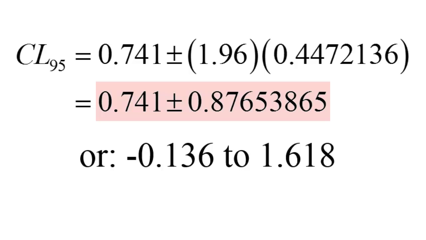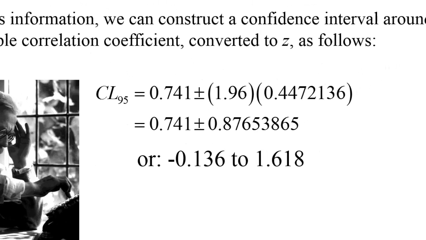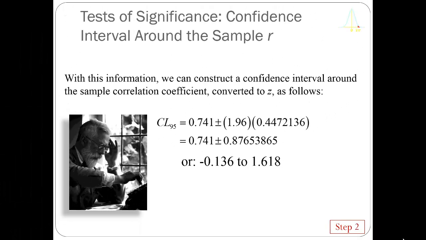So our confidence interval in Z then extends from minus 0.136 to 1.618. So there's our confidence interval, and looking at that I can tell right away that I'm not going to reject the null hypothesis, because 0 has to fall in that range, minus 0.136 to 1.618.